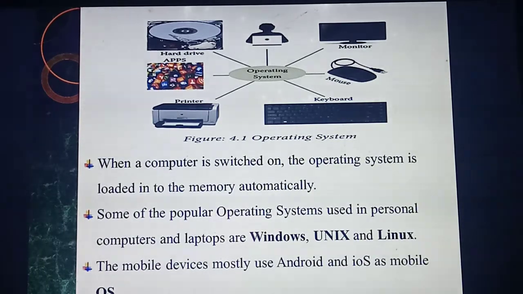Okay, some examples of popular operating systems used in your computers, laptops or tabs: Windows, Unix and Linux. They are used for computers, laptops and tabs. In the same way, mobile devices and mobile phones also have some popular operating systems. What are the popular operating systems used in mobile phones? Android, iOS, and mobile OS. Understood?